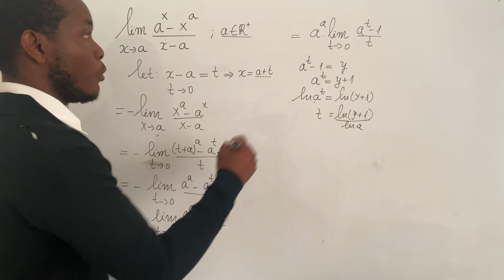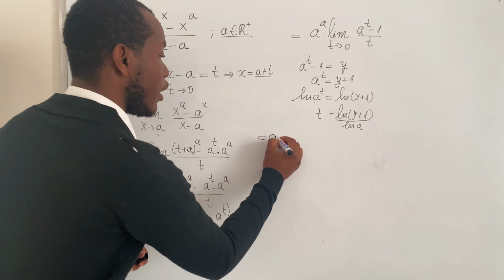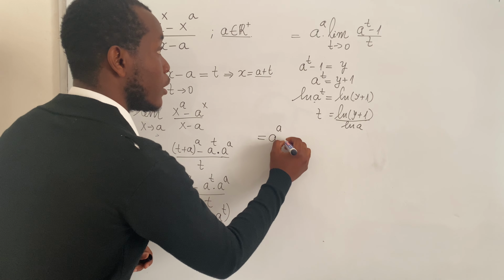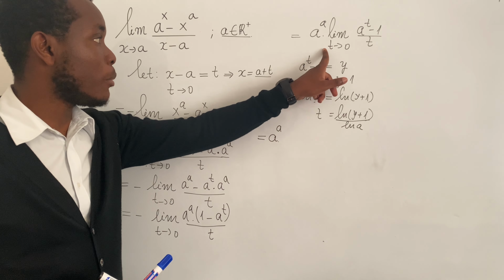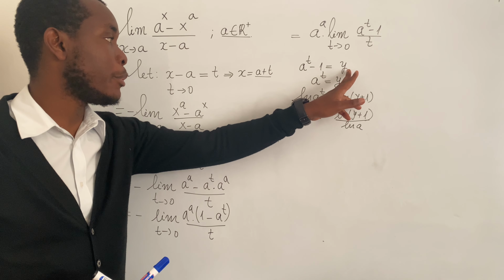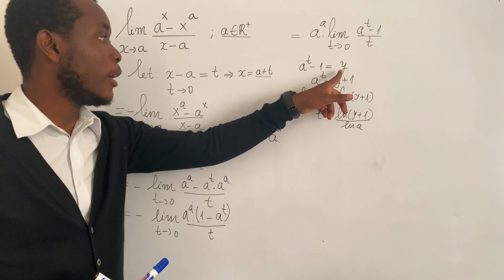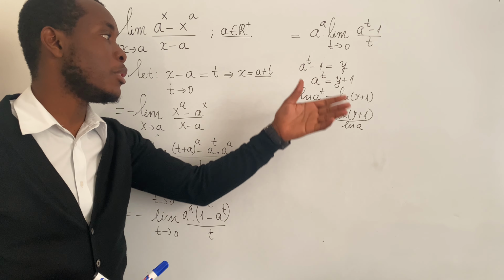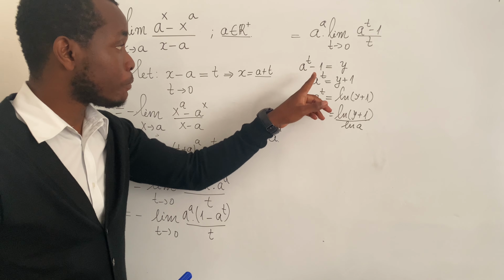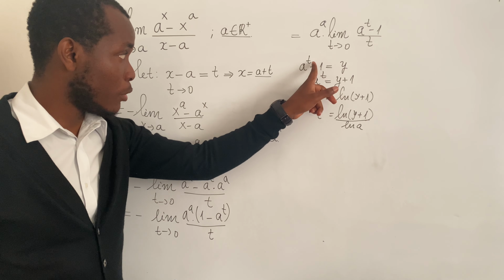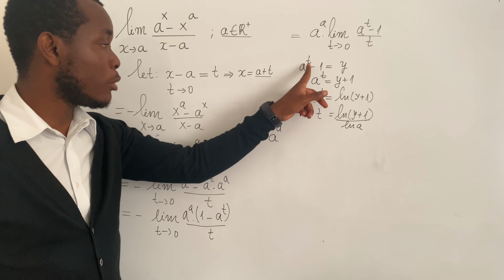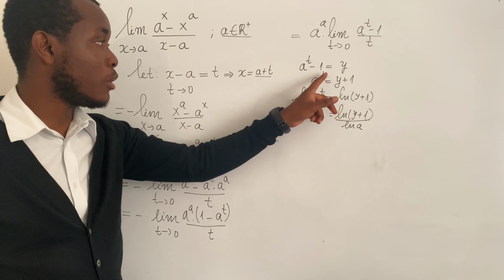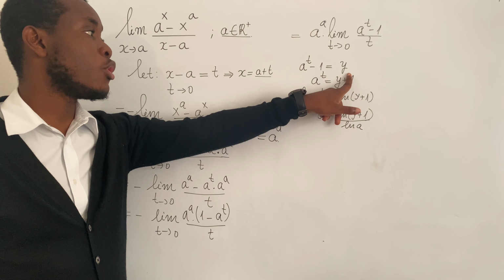Now, going back to our limit, we're going to have a to the power a times... now, what happens? We have t approaches 0. If we're introducing a new variable y, we now have to find the new value for y. If t is equal to 0, we have a to the power 0, which is 1, and 1 minus 1 is 0. So y is going to be 0.